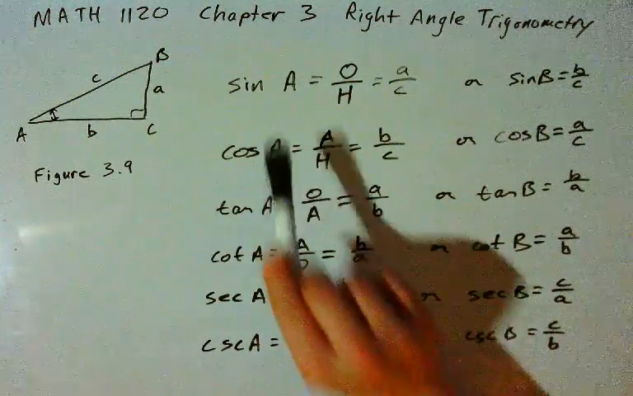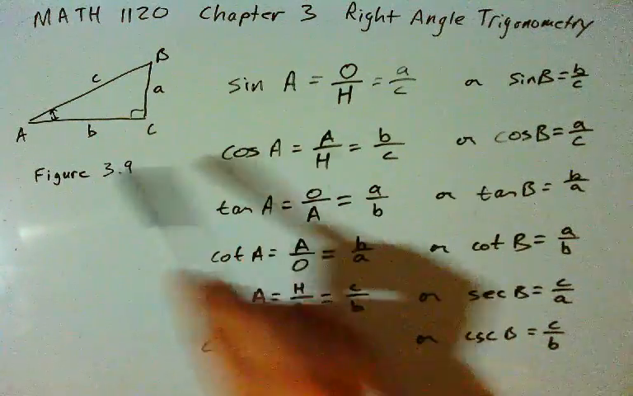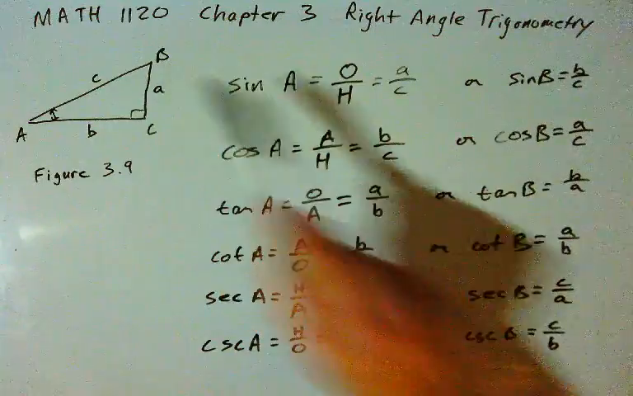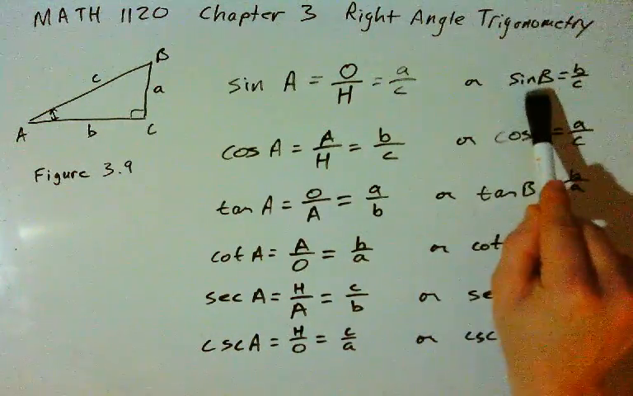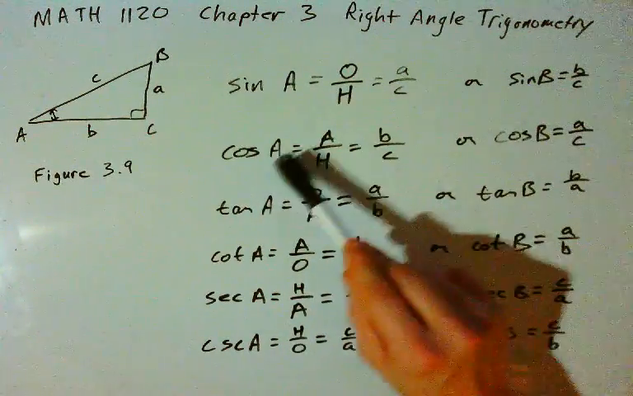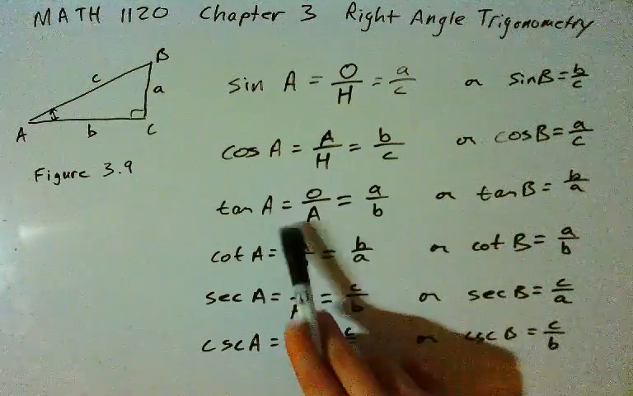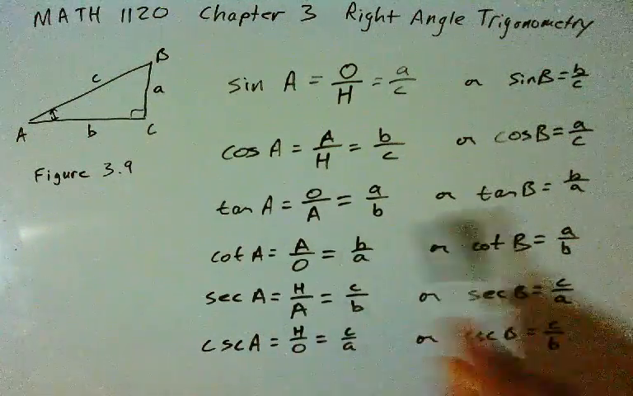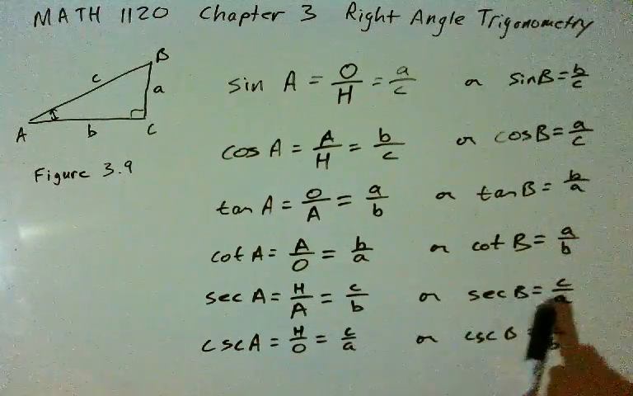And so I also want to point out that the sine of one of the angles, like A, for example, and the cosine of the other angle are equal. They're both A over C. And so the sine of B and the cosine of A are both B over C. Right? The sine of one angle is equal to the cosine of the other. Same is true for tangent and cotangent for each of the angles, and also for secant and cosecant. Right? They are equal to one another.